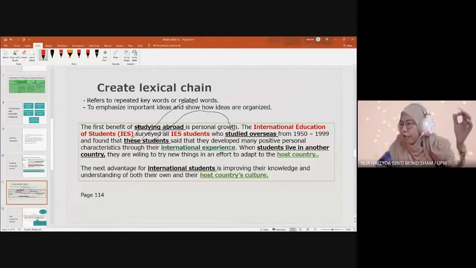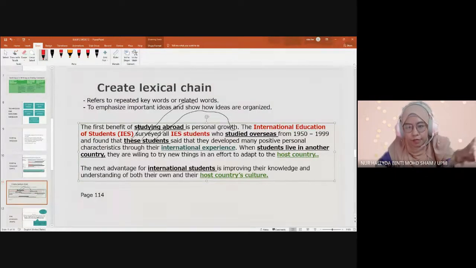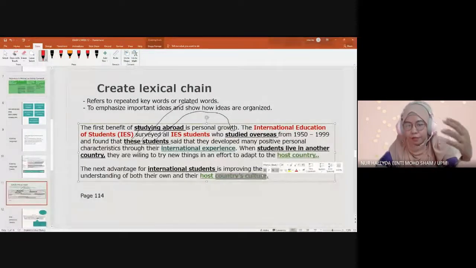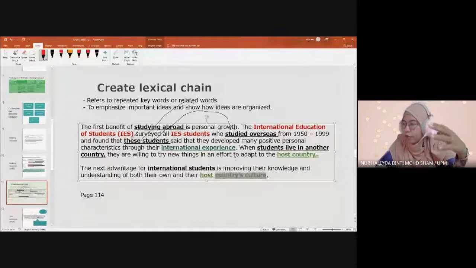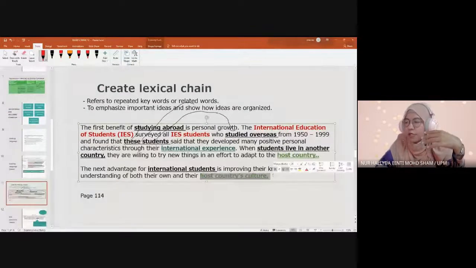And then the one in green. The one in green, host country means the country that you decide to study in. Let's say you decide to study in Turkey. So Turkey is your host country. So host country's culture. I repeat certain keywords but with consistency. So instead of saying adapt to other country, you use the word host country's culture.